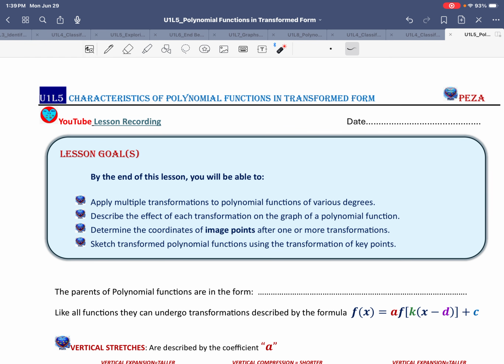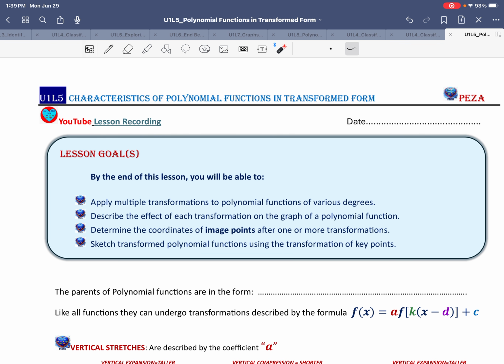In today's lesson, we'll explore how to apply multiple transformations to the graph of polynomial functions. Now, many students find this topic challenging for two main reasons. First, it can be difficult to remember how each transformation affects the graph. And second, when several transformations are combined, it's not always clear where to begin.